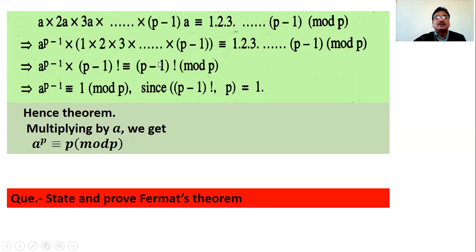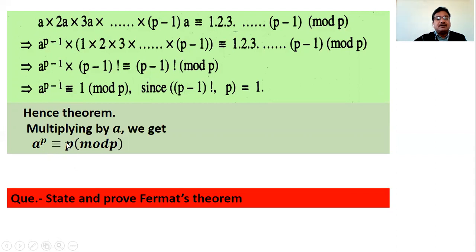Therefore, cancel this P minus 1 factorial. We have A raised to P minus 1 is congruent to 1 modulo P. This is actually Fermat's theorem. Then multiply both sides by A. We have A raised to P minus 1 into A raised to 1, that is A raised to P.